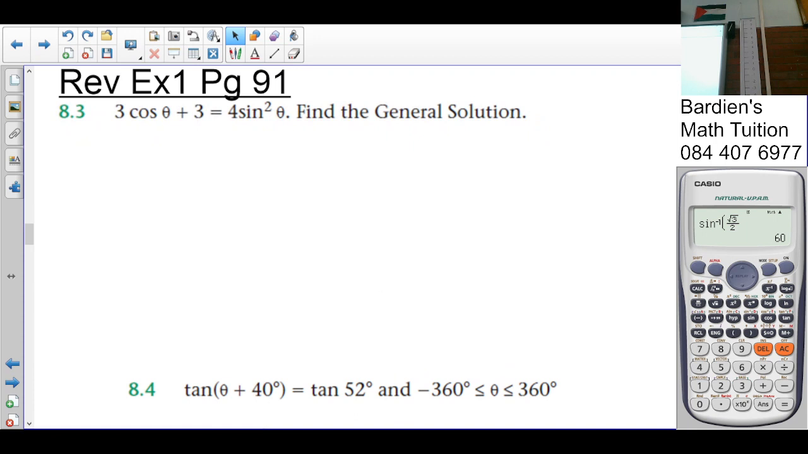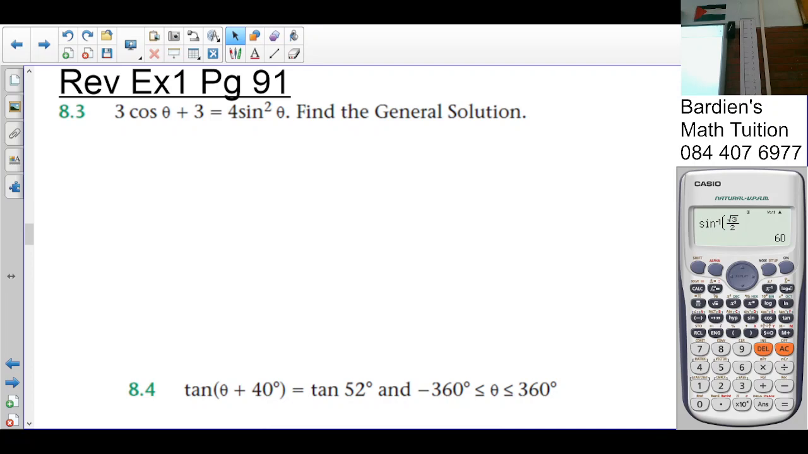This is find the general solution. So if you look at this here, we'll see we've got the sine squared and we've got the cos. So we're rather going to change the sine squared to a cos squared. Okay? And form a trinomial. You can't change the cos to a sine, otherwise it's going to be cos, sine of 90 minus theta. There's nothing you can do with it.